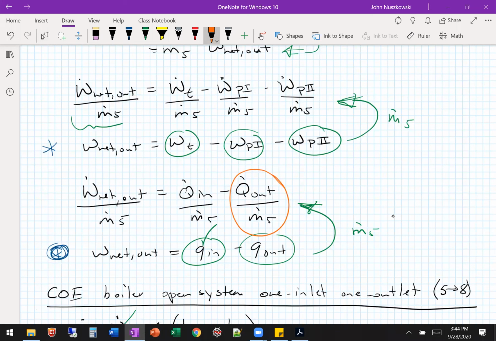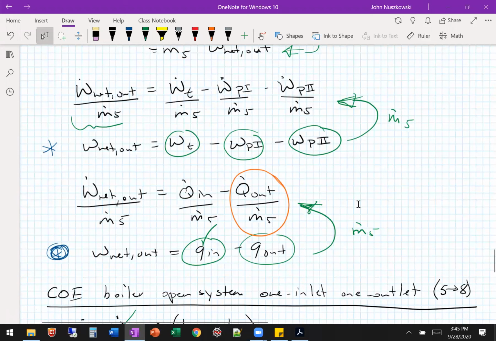We did it with the pump and the turbine, we had to divide by mass flow rate 5, and we did it with heat in and heat out, we had to divide by mass flow rate 5. So to make the algebra correct, everything has to be divided by mass flow rate 5. Okay, does that make sense?